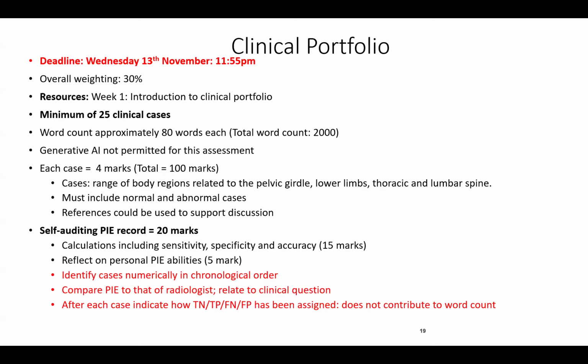But what's also really important is to include normal cases as well. Students tend to think they only want to demonstrate the fact that they can identify pathology, but it's even more important to make sure that you don't identify pathology when it's not there. So identifying normality can even be more difficult than the abnormal cases. So you must include both normal and abnormal cases.